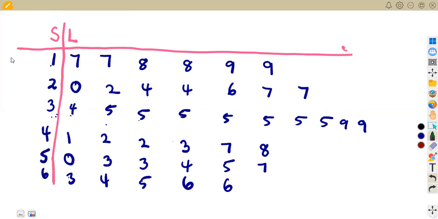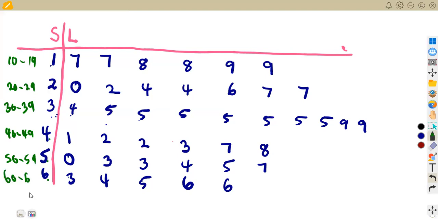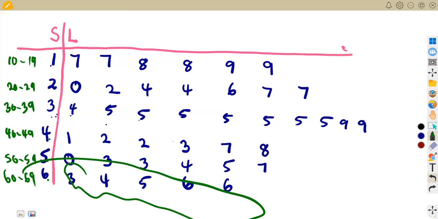Remember, what was your plot in the previous case? This one is a group of 10 to 19. This one, a group of 20 to 29. This one is a group of 30 to 39. This one is a group of 40 to 49. The tens move on to 50 to 59. The group of 60, 60 to 69. So already we have grouped our corresponding information.